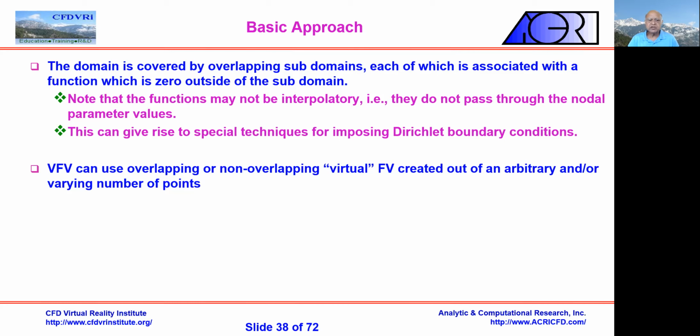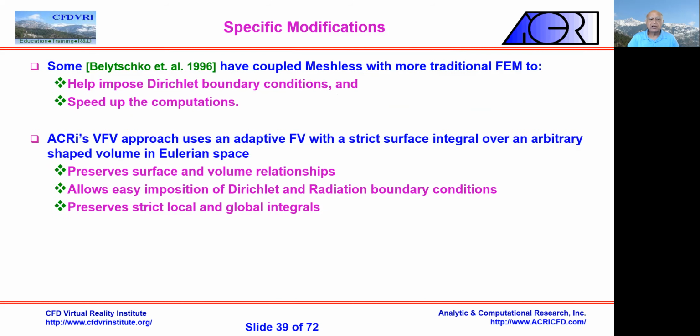So looking at this, we developed a virtual finite volume, which can use overlapping and non-overlapping volumes, but allows the Dirichlet boundary conditions to be imposed. Now, some specific modifications, such as those coupling meshless with more traditional FEM, do allow you to impose Dirichlet boundary conditions and also speed up the computations. So what I'm going to show is how we did the virtual finite volume. One of the things we do is that it preserves surface and volume relationships, and I'll talk a little more about that.